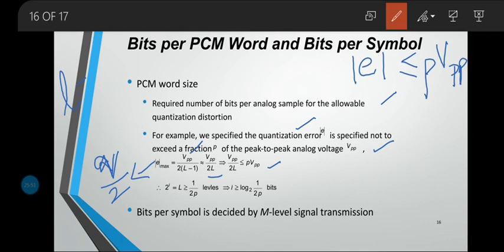And then we know one more thing. What is this bit l? Small l is equal to logarithm to base 2 of L. Capital L is the number of levels, and we want to calculate the number of bits. Then we can represent this as 2 to the power of l equal to L, which is greater than or equal to 1 by 2P levels. In bits, l will be greater than or equal to log base 2 of 1 by 2P bits.